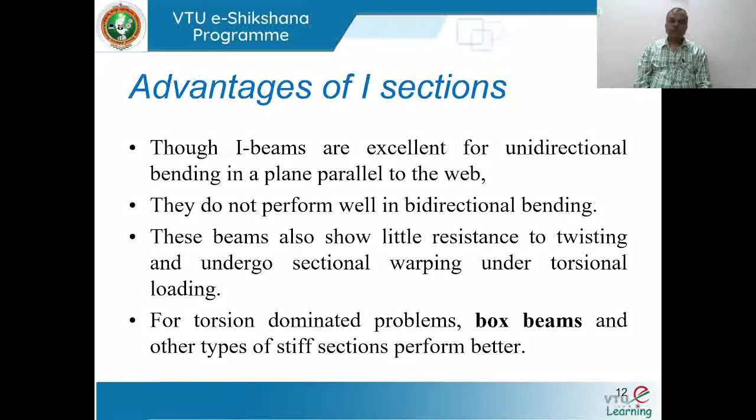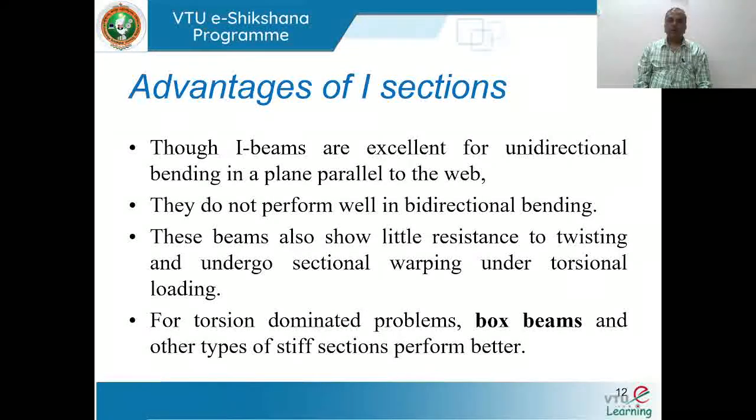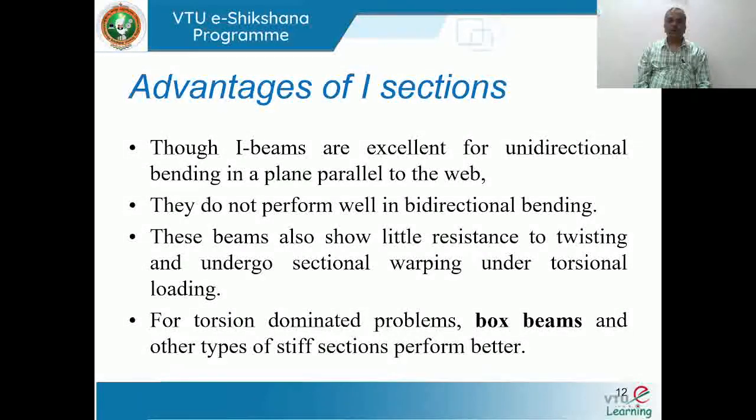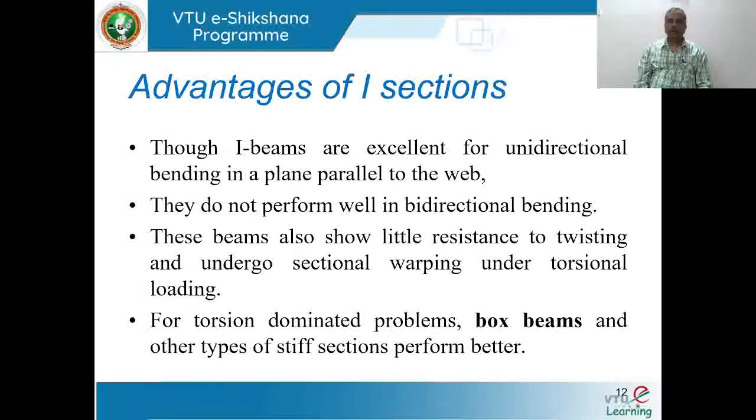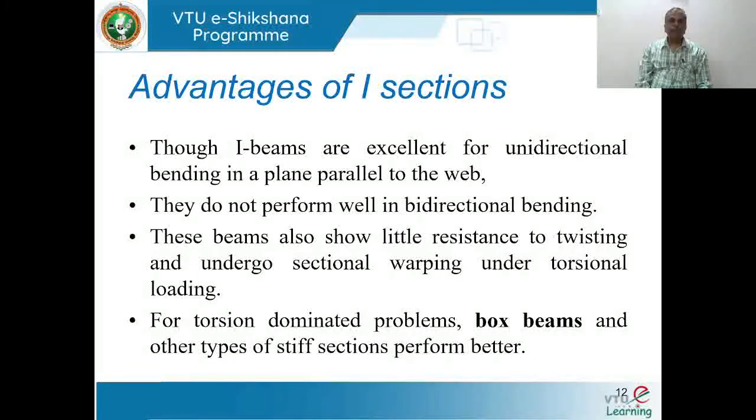For torsion dominated problems, as I mentioned, we need to go for a section which is good not only in the horizontal axis, even with respect to the vertical axis, where Iz is equal to Iy. In such a situation, box sections come into picture, either the circular cross section or the square section plays a very important role, and those sections are really strong and stiff and perform better in case of biaxial bending and also in case of torsion loading. So these are some of the specific advantages of I sections.